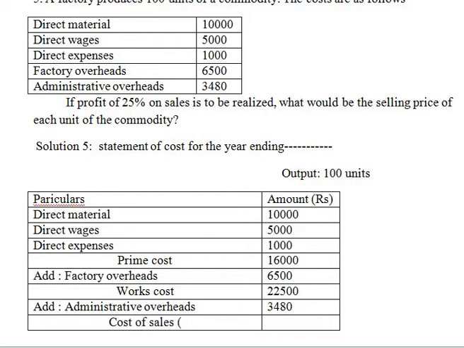Cost of sales, in brackets you can write total cost. Because they have not given selling and distribution overheads, this total will be called cost of sales. Suppose if they had given selling and distribution overheads, then this would be cost of production. Understanding? Now add it. So that is 25,980.